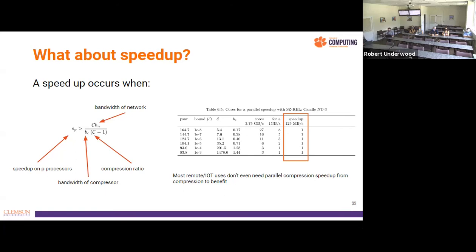And if we look at remote or IoT style use cases, what we find is that we don't even have to parallelize compression in order to achieve meaningful improvements on the performance of these applications. Within an HPC context, we only need a modest degree of parallelization, and we can actually use the automatic parallelization that we talked about at the beginning of the dissertation in order to accomplish this.